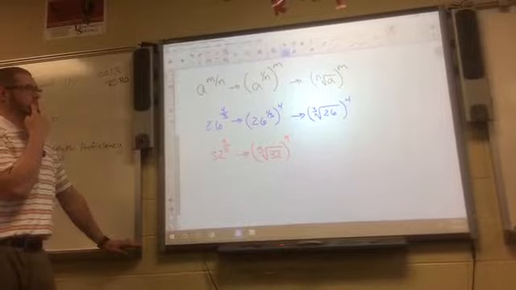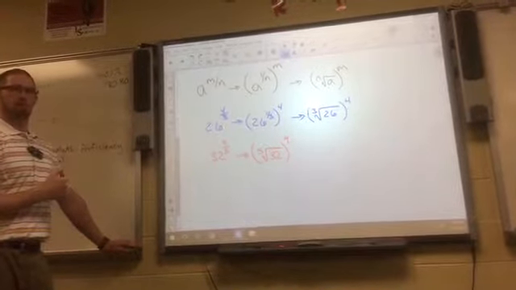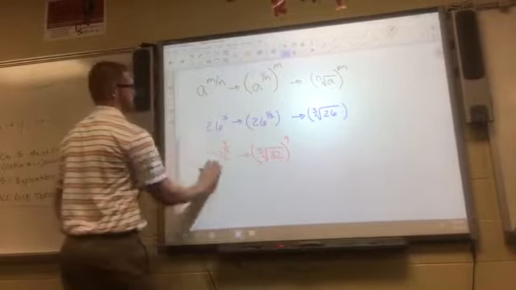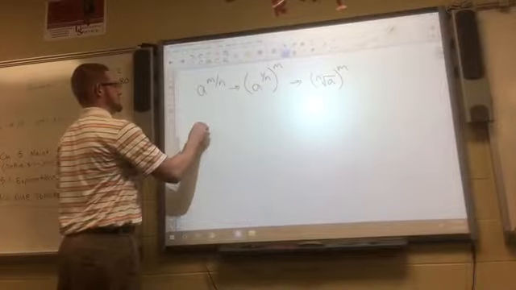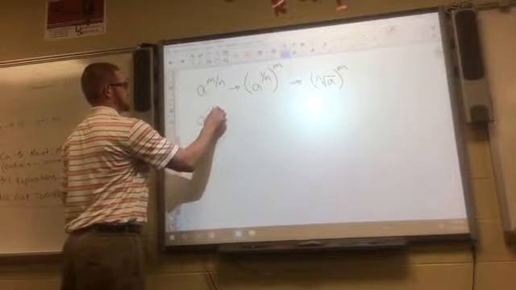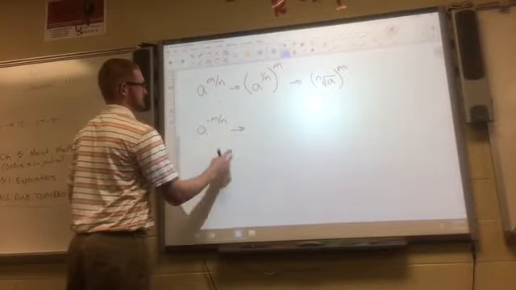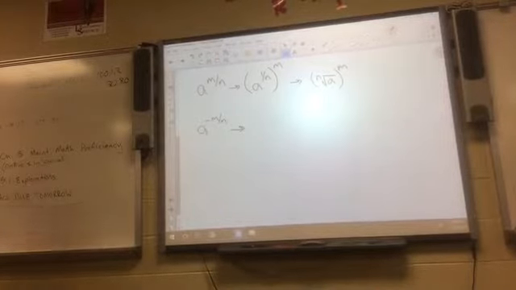Okay. Questions so far on that part? Okay, we'll do some more examples here in a second. Okay, the next thing in that core concept is if you have a negative exponent. Now, we did talk about this a little bit yesterday. What happens if you have a negative exponent that you need to do?